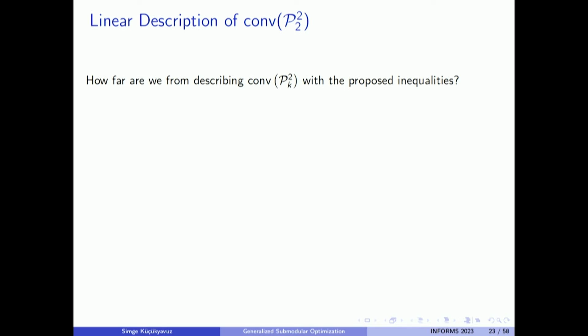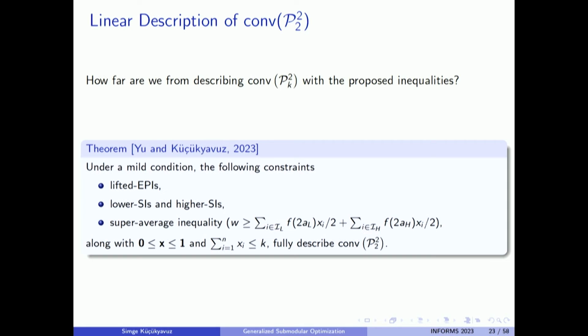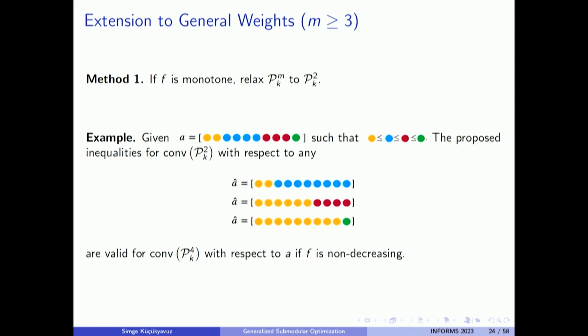Restricting ourselves to two weighted items, how close are we to getting the convex hull? It turns out all these lifted inequalities that I talked about, in addition to one more inequality we call the super average inequality, are enough to give the convex hull of this set. Again, we took a nonlinear, concave submodular problem, and we were able to turn this into linear programs. If you just have the cardinality constraint, this is a mixed integer linear program. If you have additional constraints, add those, and this will be a mixed integer program. And separation is easy as well.